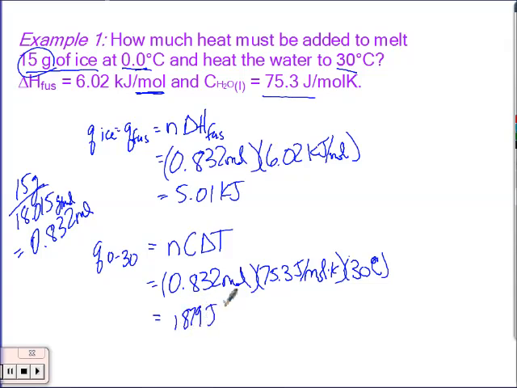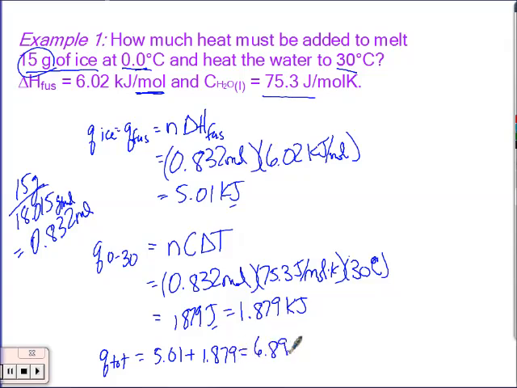Be careful when you're adding them together. Joules and kilojoules cannot be added. You have to change this to kilojoules by dividing by 1,000. Now when I add my total together, the total that it takes to take my ice, melt it, and turn it into water at 30 degrees, I'm going to add those two numbers together and get 6.89 kilojoules. And that would be the energy required to melt that ice and heat it up.